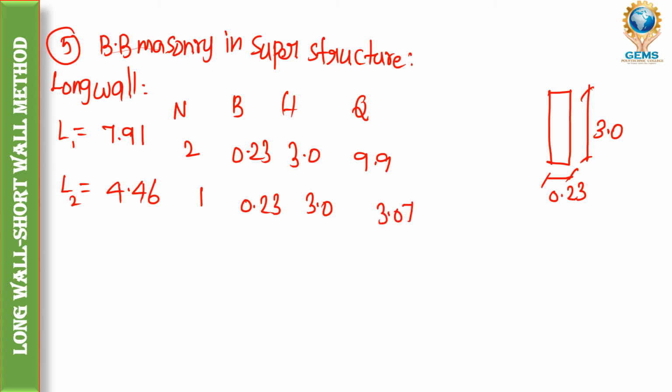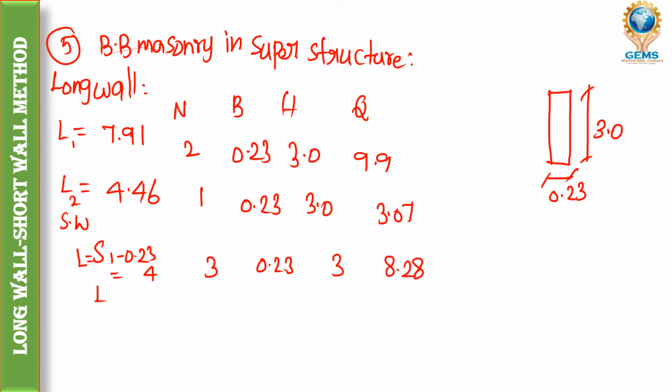Then for S1, the short wall. S equals what? For S1 we need to find. So how can we calculate for L? S1 minus 0.23. So what will we get? We will get 4. Then we have 3 sides. Other things are the same. So we will get 8.28 as the quantity.